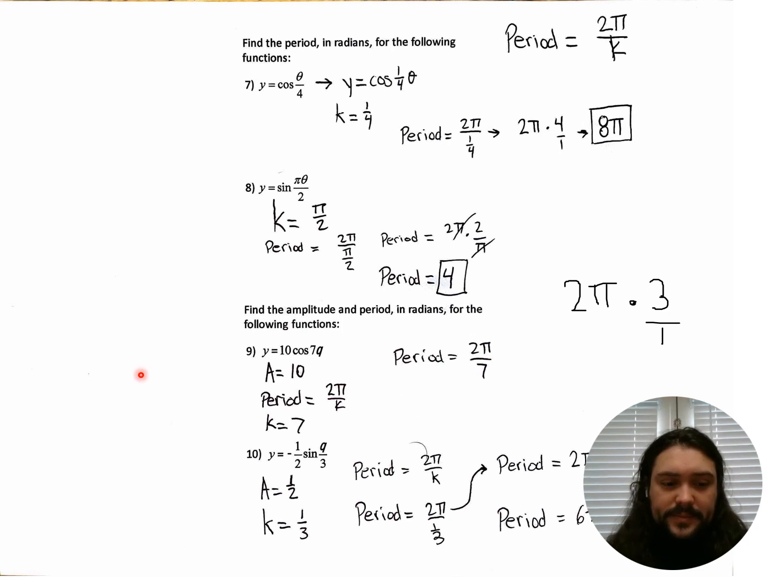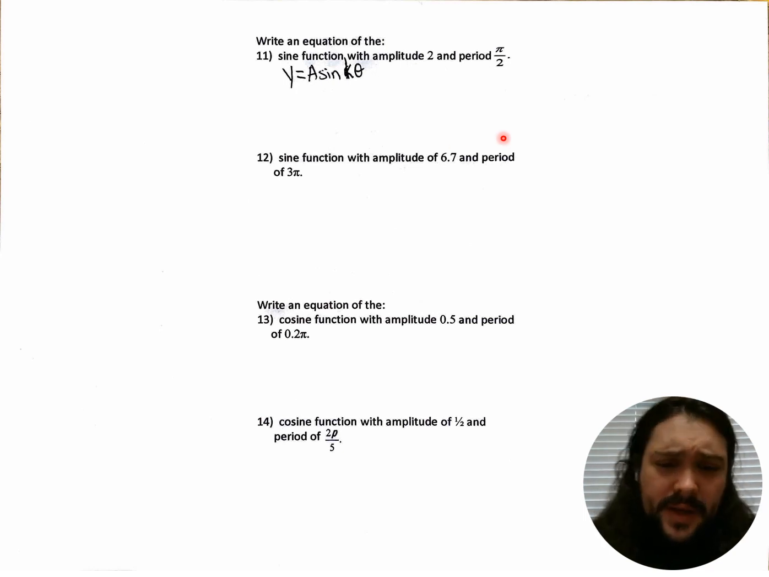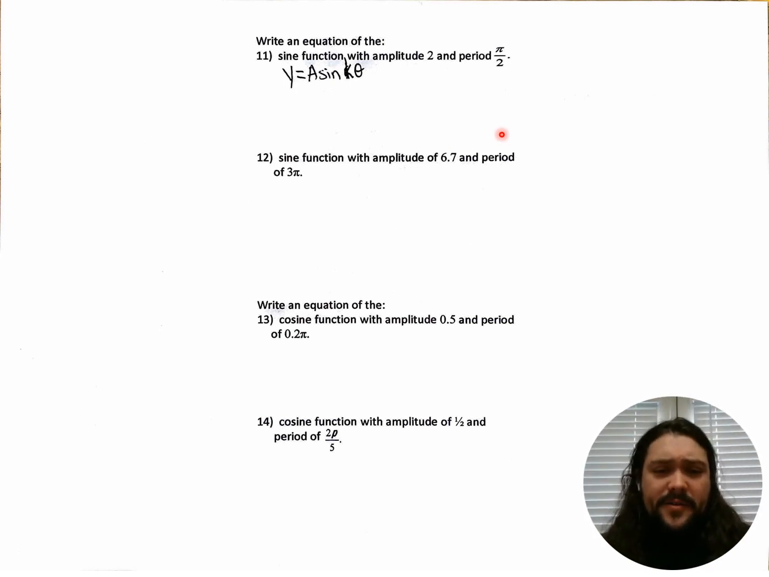All right. Let's keep going. So looking at the next ones, this time we're writing an equation, so we're going the other direction. We're looking for a sine function with an amplitude of 2 and a period of pi halves.